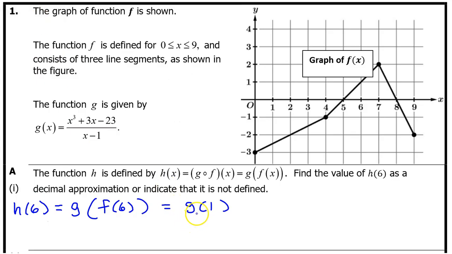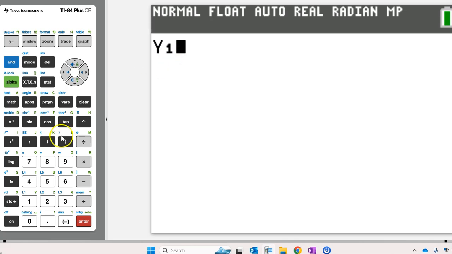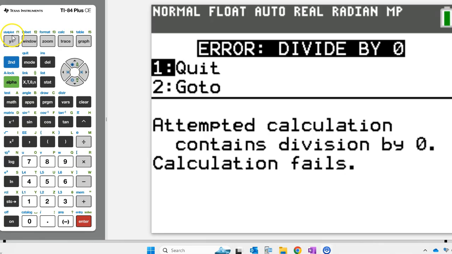We need to evaluate g at 1, but we just typed in g as y1. So we really need to evaluate y1 at 1. To make y1 appear on your calculator, hit alpha, trace, enter. To evaluate y1 at 1, just put a 1 in parentheses next to the y1 and hit enter.